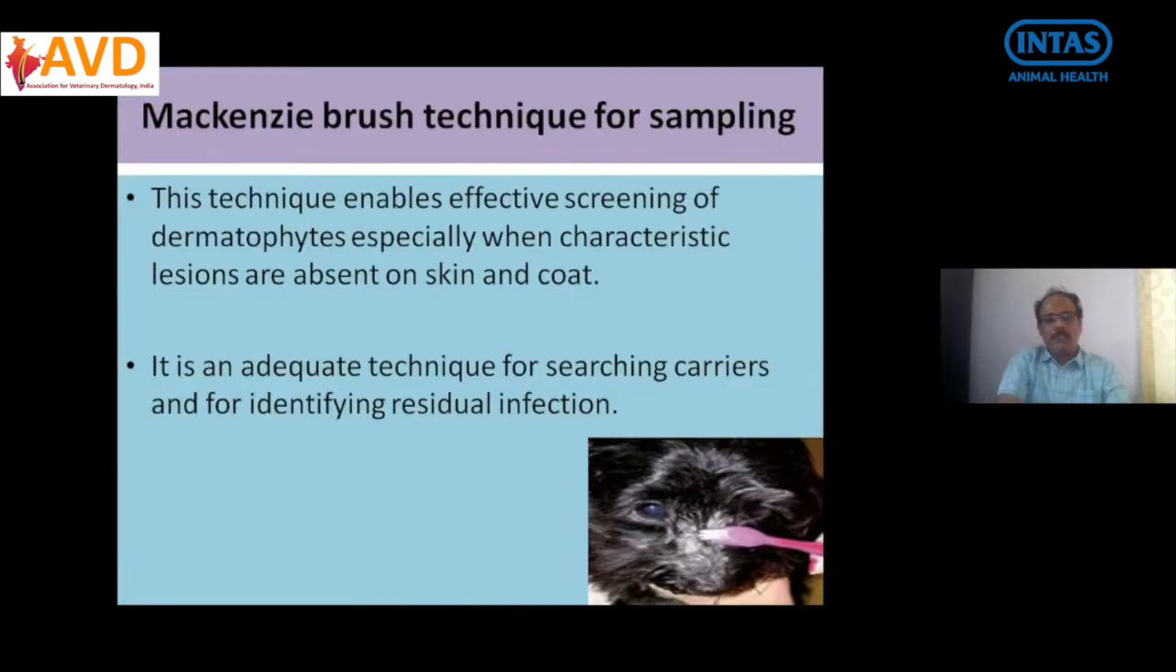So there is another technique for sampling in case of dermatophytosis without any clinical lesions. Sometimes you have to screen the animal or search for the presence of carrier animals. In that case, you can use a sterile toothbrush, and the technique was developed by McKenzie. It's called the McKenzie brush technique, and it's used for screening of dermatophytes when characteristic lesions are absent on the skin. So you can search for carriers or identify residual infection. This is a very effective method of sampling apart from hair plucking or skin scraping, etc.